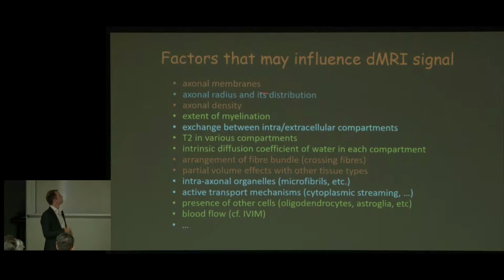But recently, there's been a lot of work on axonal radius and the distribution of axonal radii and how much difference that makes, and whether we can measure this distribution of axonal radii. And then recent work has kind of shown that it's actually extremely difficult to get any kind of contrast from that. I'll talk about that a bit as well.